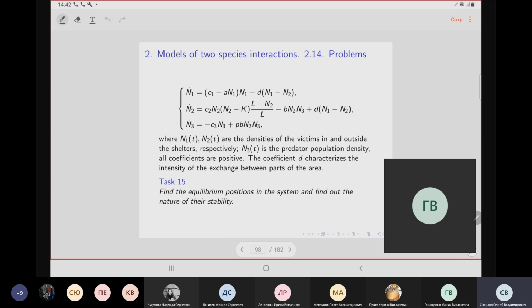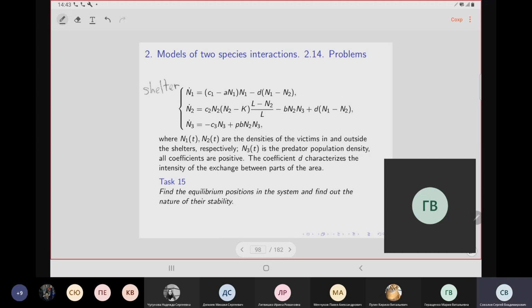Okay, another model with the same task. Let us see what's happening here. It is the model with shelters. In the shelter, the population is protected from predators. So it is the population of victims in the shelter.